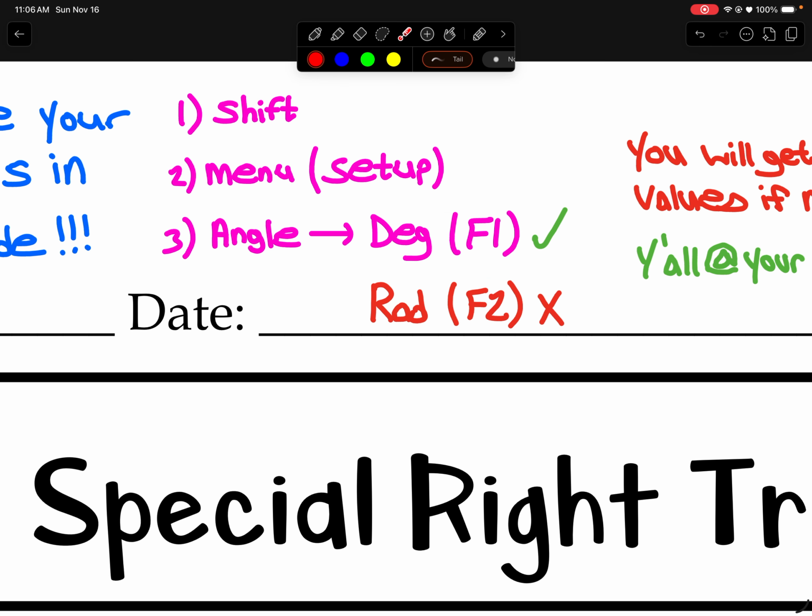We're actually going to be talking about radians in the next lesson. So for right now, we're going to stay in degree mode. Just know that by default, you're going to be in radian mode, but we need to be in degree mode.